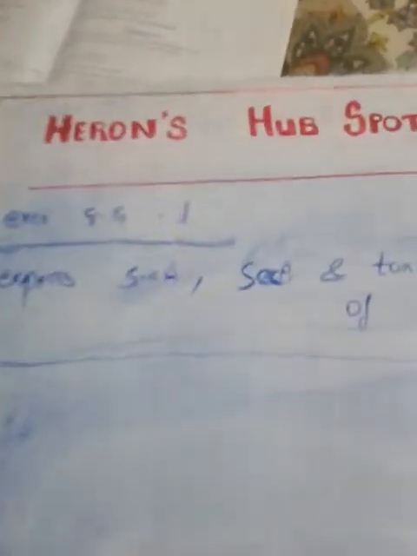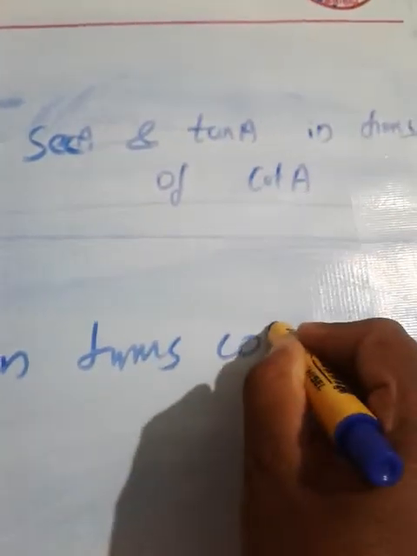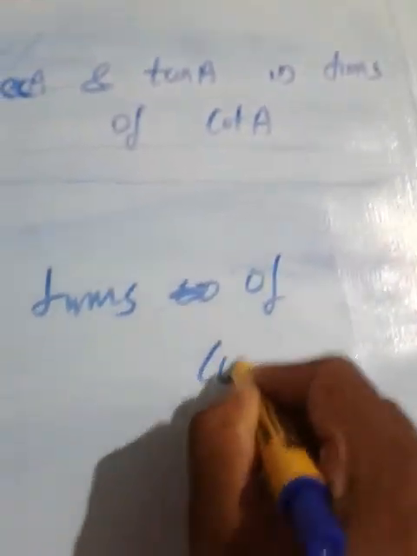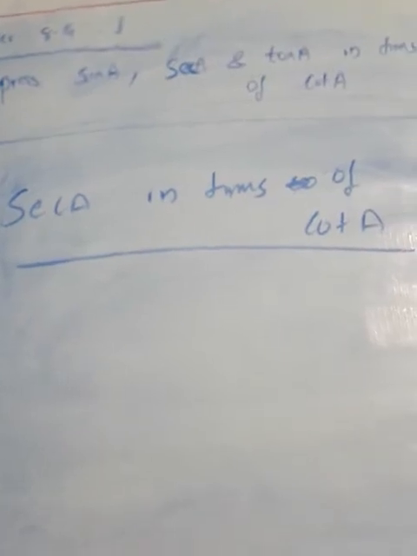And my next question is, we have to express sec A in terms of cot A. I have to express sec A in terms of cot A. So is there any identity connecting sec and cot directly?